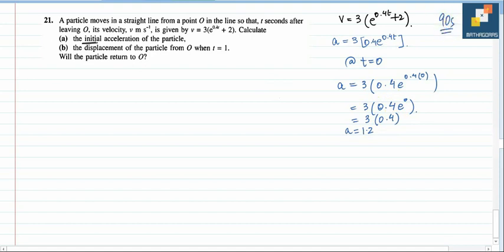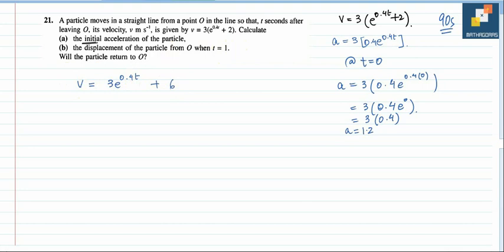After that it says, the displacement of the particle from O when t equals 1. When it talks about displacement, that means you need to integrate now. So we have v equals 3 e to the power 0.4t plus 6, and you need to integrate. So why don't you give it a try, how to integrate the exponential function? That will be a good revision for you if you can do it correctly. So try the question by yourself.